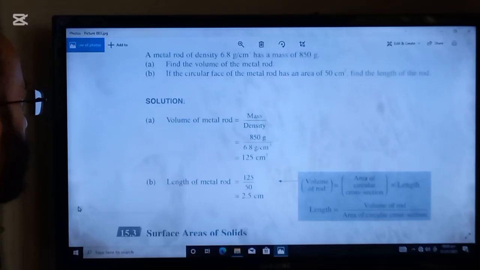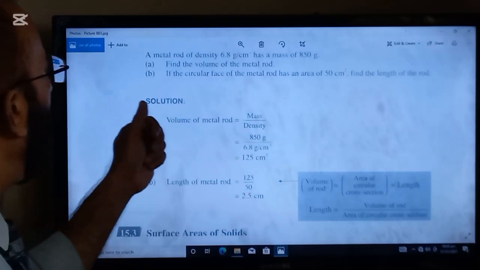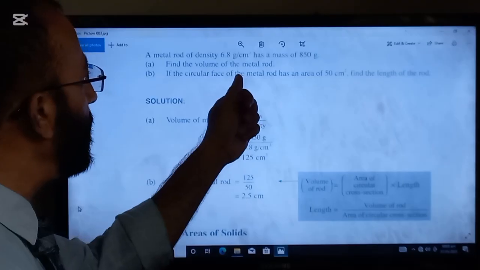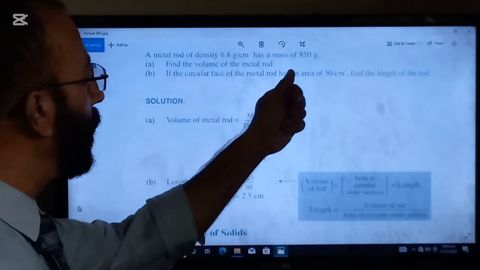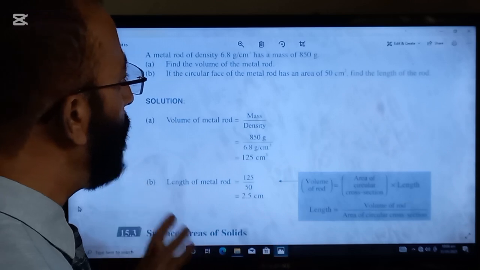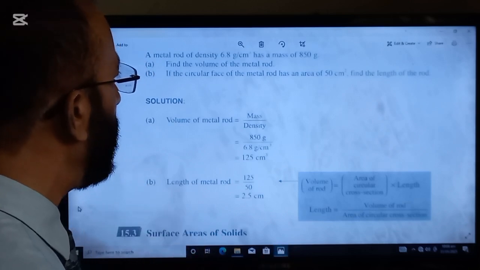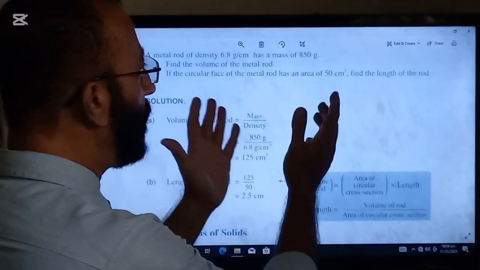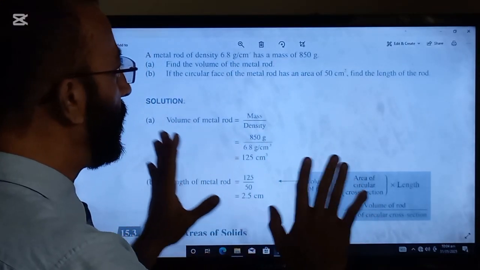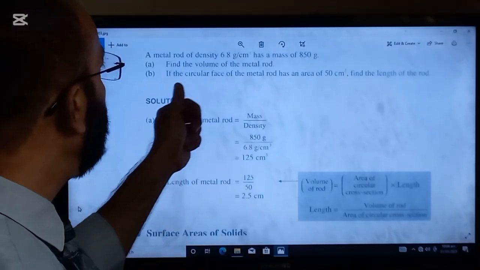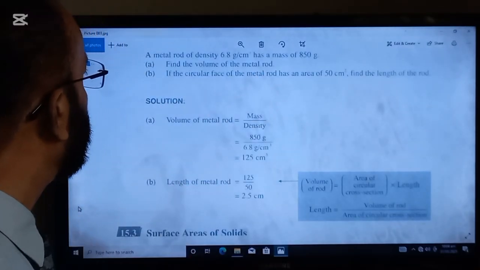Here is an example. A metal rod of density 6.8 gram per centimeter cube has a mass of 850 grams. So the thing which you have to be careful about is that the unit should be the same. Look, this is gram, the units are already given the same, so that's why we can proceed now. The requirement is find the volume of the metal rod.